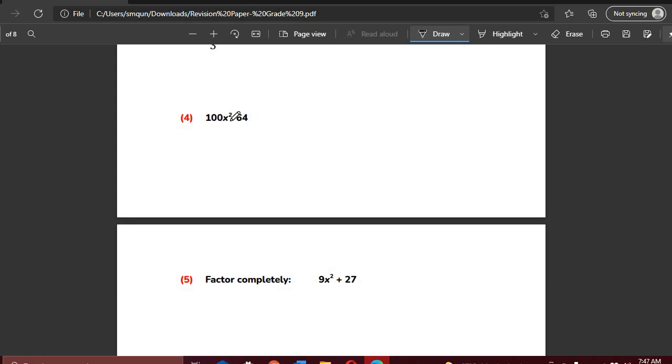All right, so what we're going to do, we're going to write each term as a square of another number. This is what I mean. Okay, so 100, I'm going to write that as 10 squared x squared minus 16 squared.